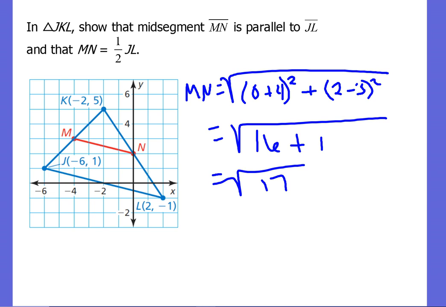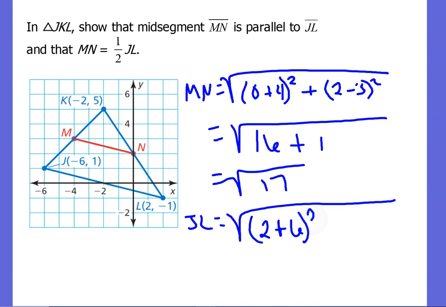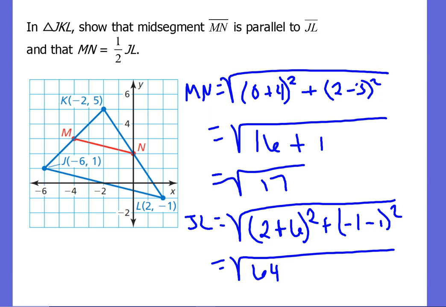All right. So now what about JL, the distance from J to L? The distance from J to L, once again, is x2 minus x1. Well, in this case, it's a positive, so it'll be squared, plus y2, which is a negative 1, minus y1, which is a positive 1, all squared. So we end up getting 2 plus 6 is 8, and 8 squared is 64. Negative 1 minus 1 is a negative 2, and negative 2 squared is a positive 4. So you get the square root of 68.